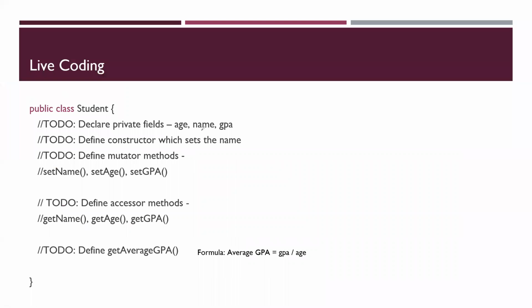We need to make three private fields: age, name, GPA, a constructor which sets the name, mutator methods, which are setter methods. I prefer to call them setters. And then accessors, which are getter methods. So setters and getters which set the name, age, GPA, get the name, age, GPA, and get average GPA. I think this is really silly, but it's fun, right? Average GPA, somehow, is your GPA divided by your age. It's a new thing I just made up. So you're welcome.